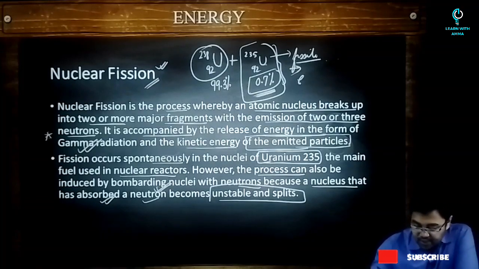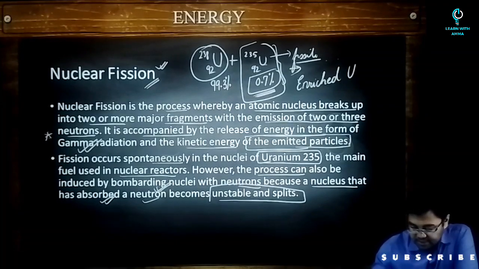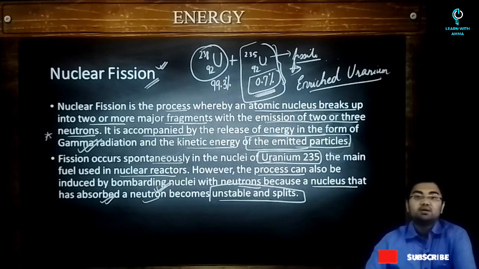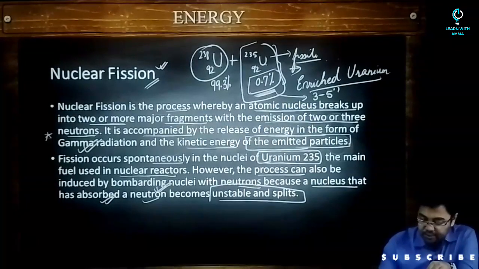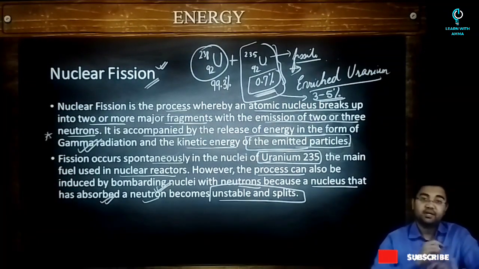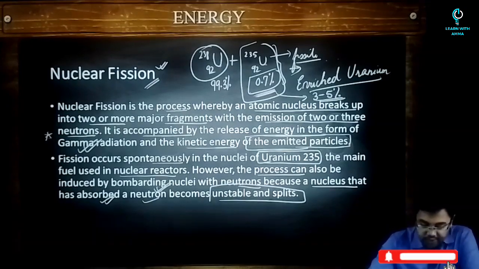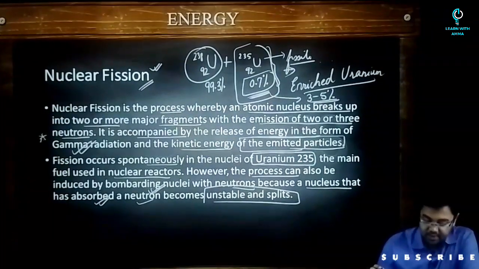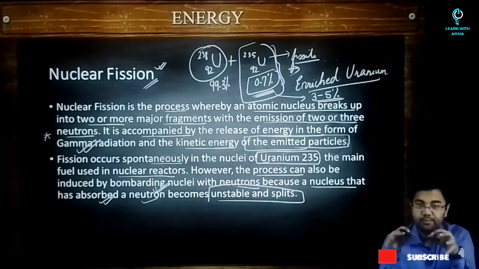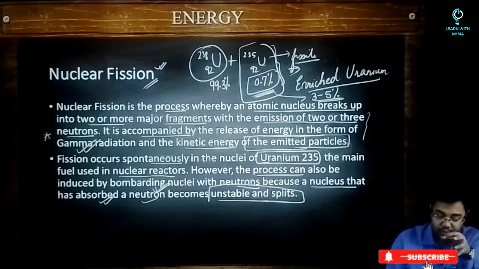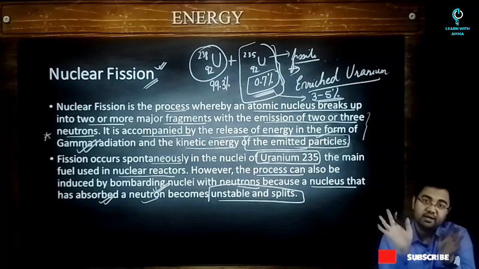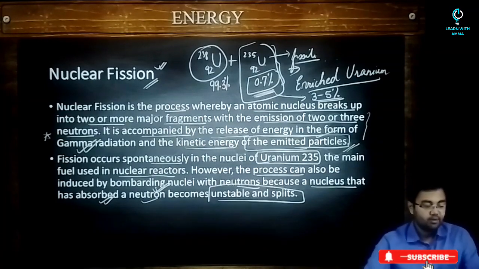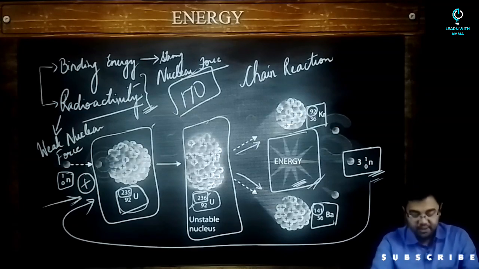So what we do is we enrich this uranium. You might have heard this term, enriched uranium. Enriching the uranium means that we increase this percentage to approximately 3 to 5% now. And now we are using it as a nuclear fuel. So for nuclear fission to happen, what basically happens is the atomic nucleus breaks into two or more major fragments with the emission of two or more neutrons, accompanied by release of energy in the form of gamma radiation and kinetic energy of the emitted particles. And something like this happens in the reaction chain.